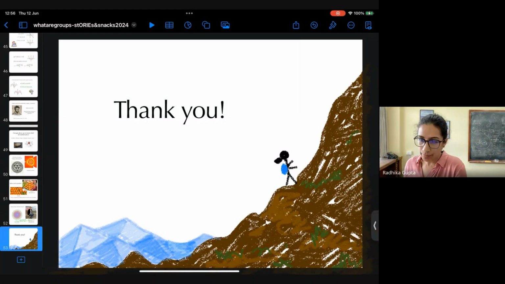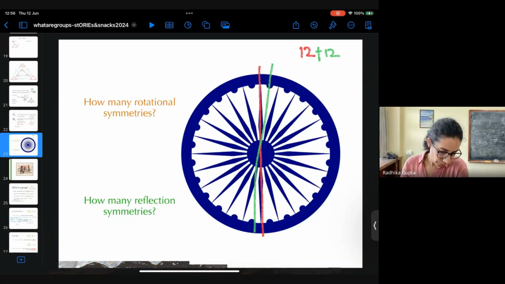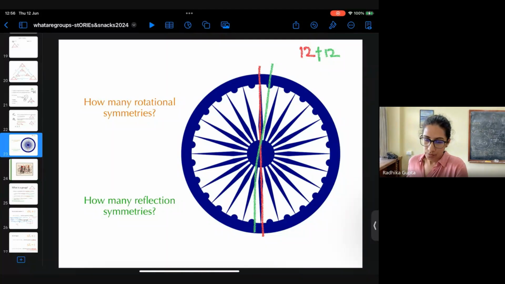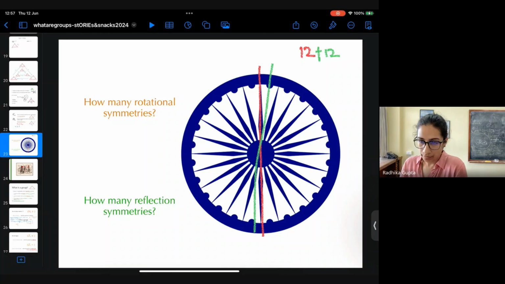Okay, somebody has a question about how many reflection symmetries are there in the Ashok Chakra. So I think my solution was I can reflect about this red line, and there are 12 of those red lines because we agreed that there are 24 spokes, which means there are 12 red lines. But I can also reflect in the middle of the spokes. So there is a green line, and again, there are 12 of those green lines. I don't see where the infinitely many rotations will come from.